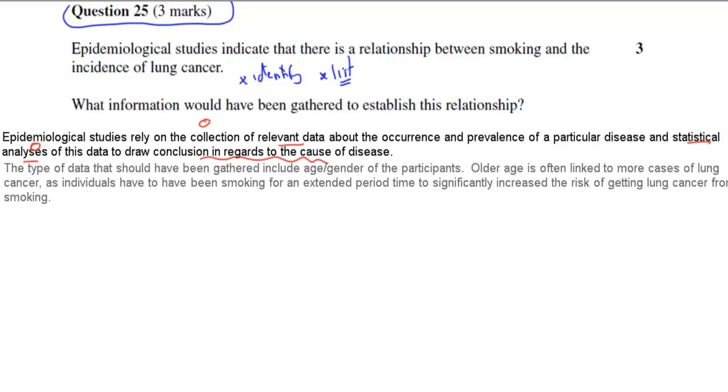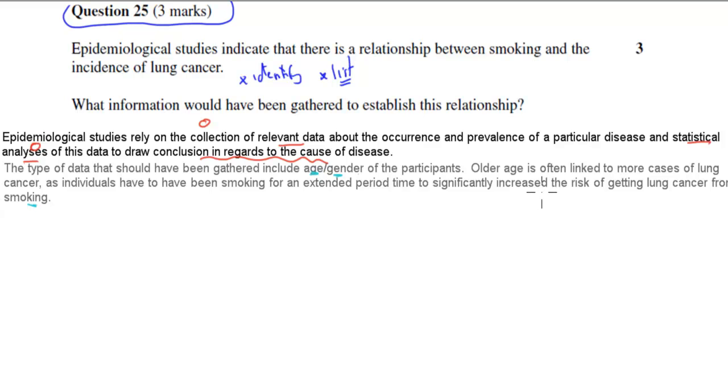And the question itself was this. So the type of data that should have been gathered include the age/gender of the participants. Older age is often linked to more cases of lung cancer, as individuals have been smoking for an extended period of time, significantly increasing the risk of getting lung cancer from smoking. So here I just say basically that if we know if these individuals are older age or younger age, and usually people who suffer from lung cancer are older age, so you generally want to focus on collecting data from older age individuals, right? If people are smoking a lot in their younger age, then they might be at risk of lung cancer, but they won't develop lung cancer for quite some time.